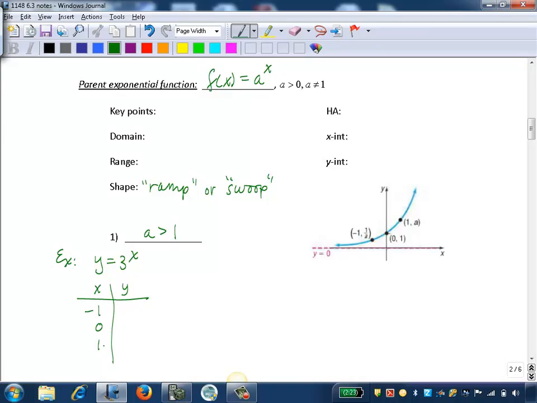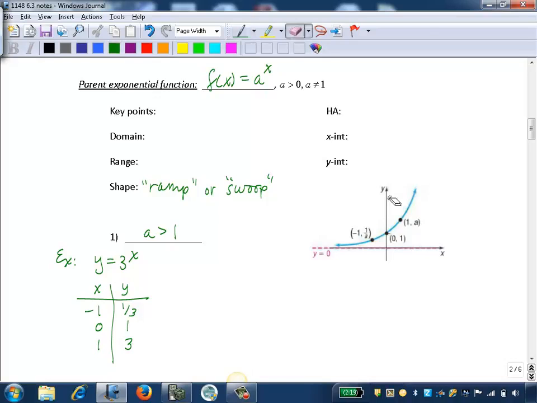When you do transformations of these, you want to use these 3 key points. If I plug in a negative 1 for x into this function, 3 to the negative 1, remember negative 1 means reciprocal, so the reciprocal of 3 is 1/3. And if I take 3 to the 0 power, I'm going to get 1. Anything to the 0 power is 1. And if I take 3 to the first power, I'm going to get 3.